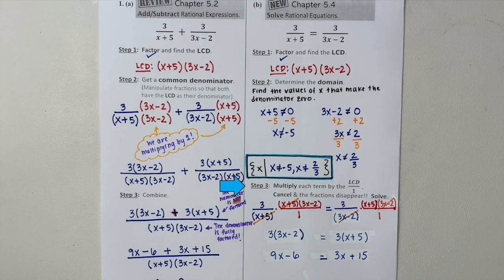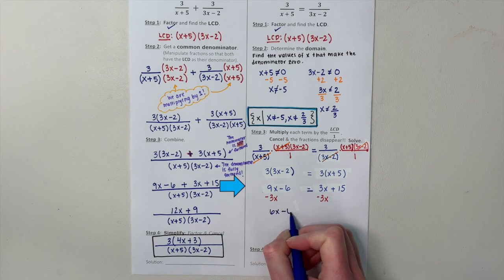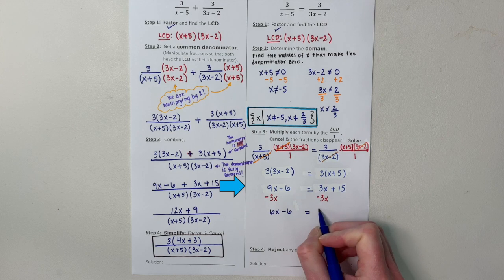Then to solve this equation, we want to get x on only one side of the equal sign. So I'm going to subtract this 3x from the right side and then from the left side. And that will leave us with 6x minus 6 is equal to 15.